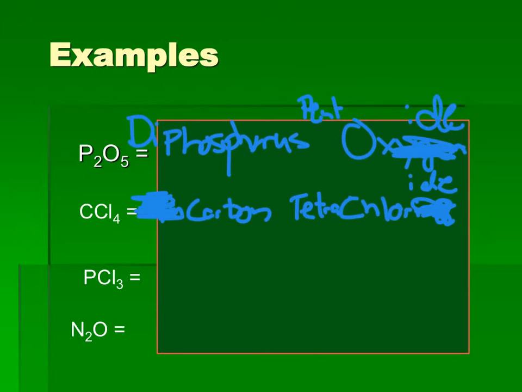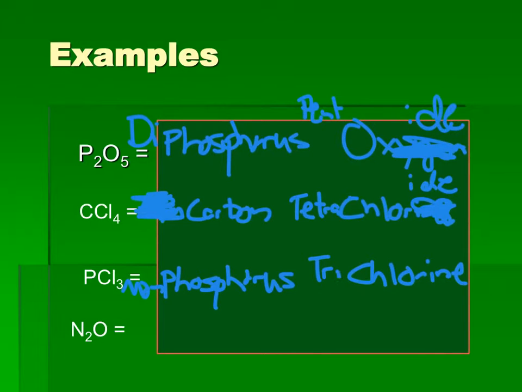For the third one, step number 1, we need to write out each element. So this is phosphorus. Second element is chlorine. Step number 2, we need to add our prefixes. So this is mon phosphorus, since there is 1 phosphorus, and then trichlorine, since there are 3 chlorines. Step number 3, change to an IDE ending. And then step number 4, get rid of mon if it's on the first word. And so your final answer for this PCl3 is phosphorus trichloride.